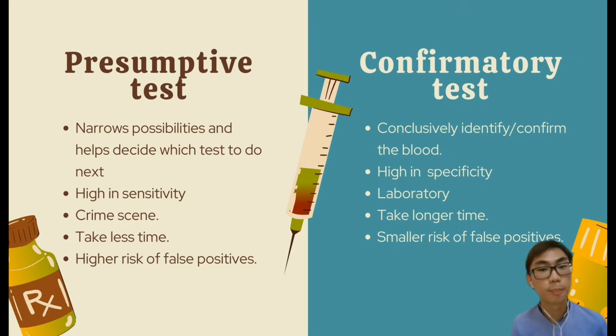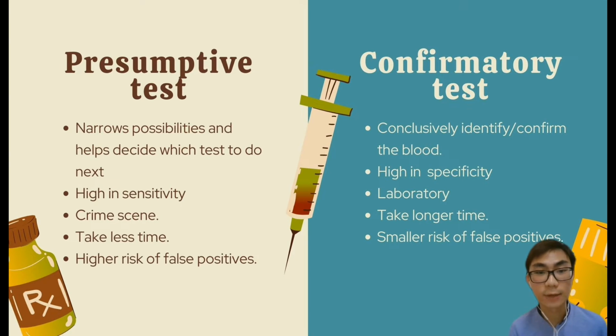Next, I will explain about the comparison between the presumptive test and confirmatory test. First of all, the presumptive test has narrow possibilities and it helps decide which test to do next, while confirmatory tests conclusively identify and confirm the blood. Next, presumptive test is high in sensitivity, while confirmatory test is high in specificity.